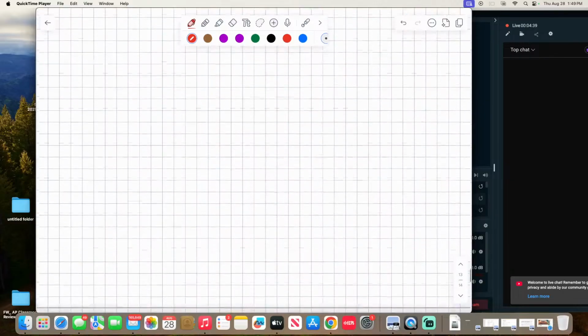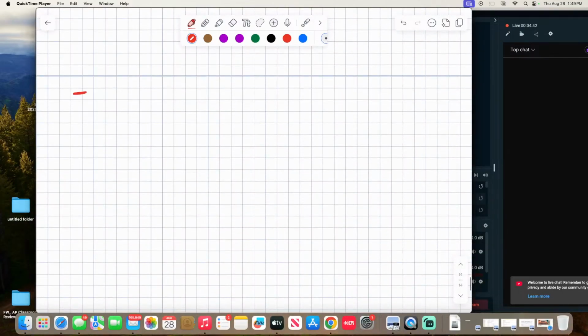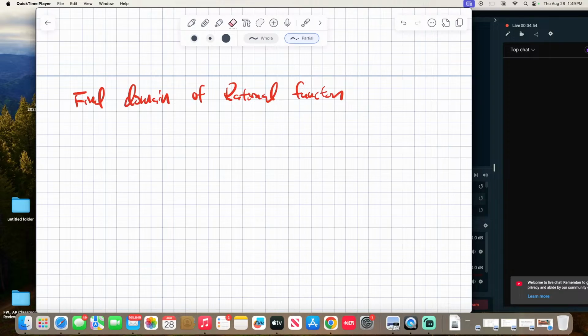So how do we find the domain of a rational function? Let's say I have 2 over x squared minus x minus 6. How do I find the domain of that? Domain is what x can equal or what x cannot equal. In this case, x cannot equal what?